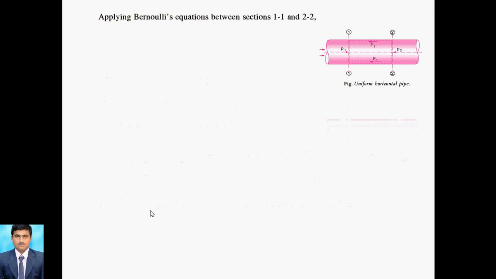Actually we are applying Bernoulli's theorem for deriving the Darcy-Weisbach formula. As you know, for sections 1 and 2: P1 by rho g plus V1 square by 2g plus Z1 is equal to P2 by rho g plus V2 square by 2g plus Z2 plus HF. P1 by rho g means pressure head, V1 square by 2g means velocity head, and Z1 means the potential head, or you can say the datum head.